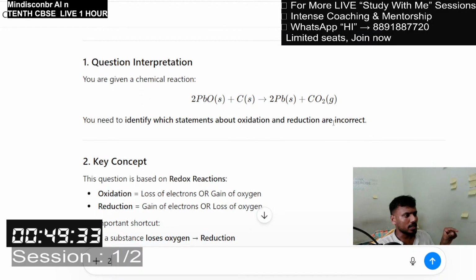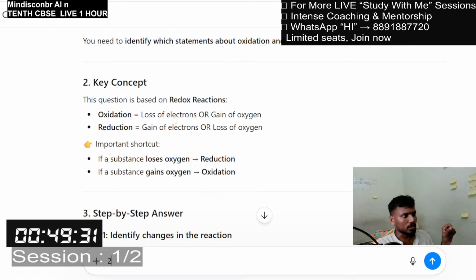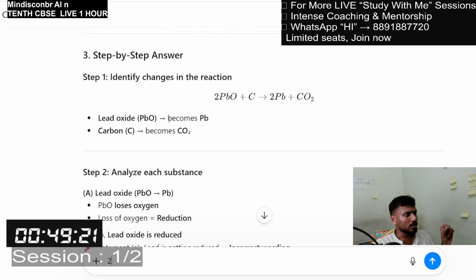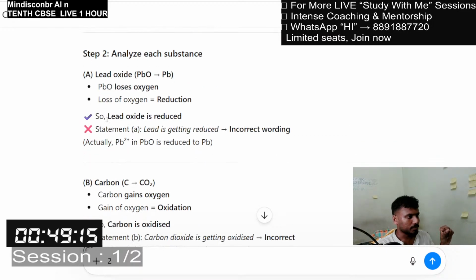First we studied the chemical reaction, this one. For oxidation, we said loss of electrons or gain of oxygen or loss of hydrogen is oxidation, and reduction is the opposite: gain of electrons or gain of hydrogen or loss of oxygen. Coming to this, identify the reaction. In this reaction, lead oxide PbO becomes lead and carbon becomes carbon dioxide. Here lead oxide is converted to lead. Lead oxide is reduced.